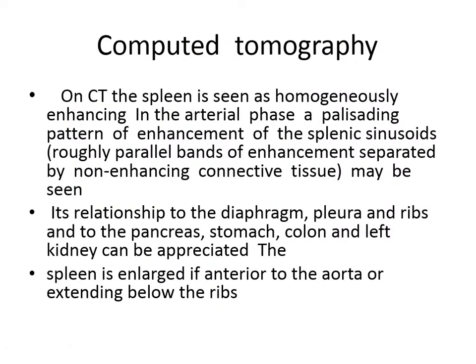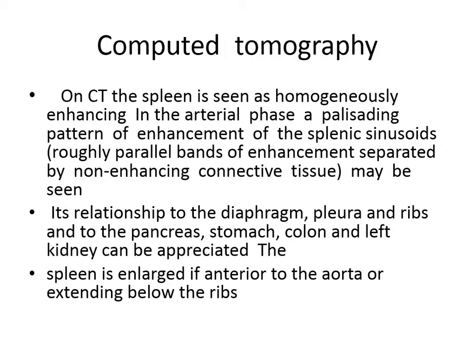Computed tomography of the spleen. On CT, the spleen is seen as homogeneously enhancing. In the arterial phase, a palisading pattern of enhancement of the splenic sinusoids, roughly parallel bands of enhancement separated by non-enhancing connective tissue, may be seen. Its relationship to the diaphragm, pleura, ribs, and to the pancreas, stomach, colon, and left kidney can be appreciated by CT scan. The spleen is enlarged if anterior to the aorta or extending below the ribs. This can be seen by CT scan.